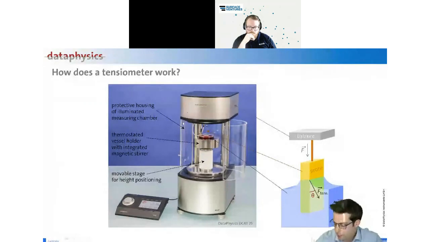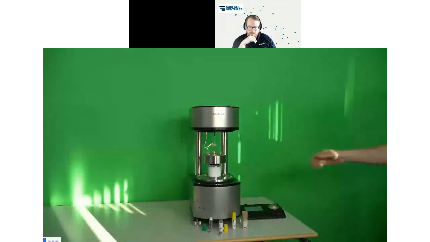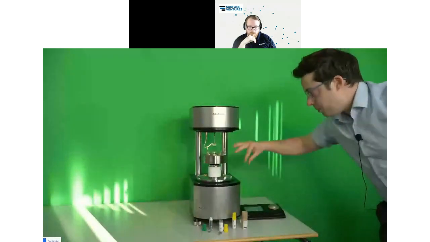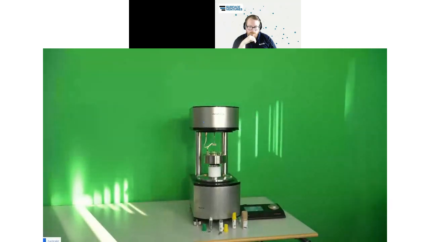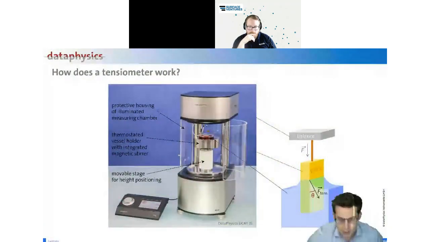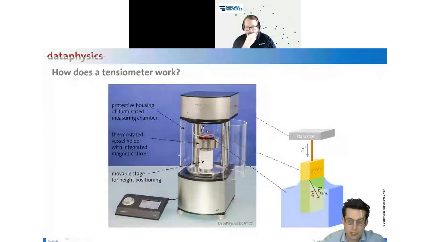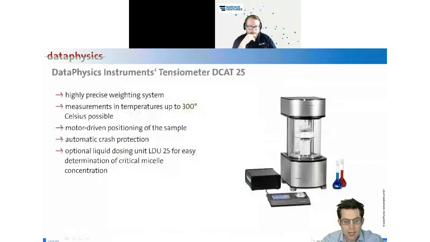So you have seen my device here. I did not install the windows around it because I want to be able to move freely and show you the device. But from the pictures here, you see that typically there is a glass housing in order to shield this very, very sensitive measurement from air conditioning blowing onto it or some other environmental effects.